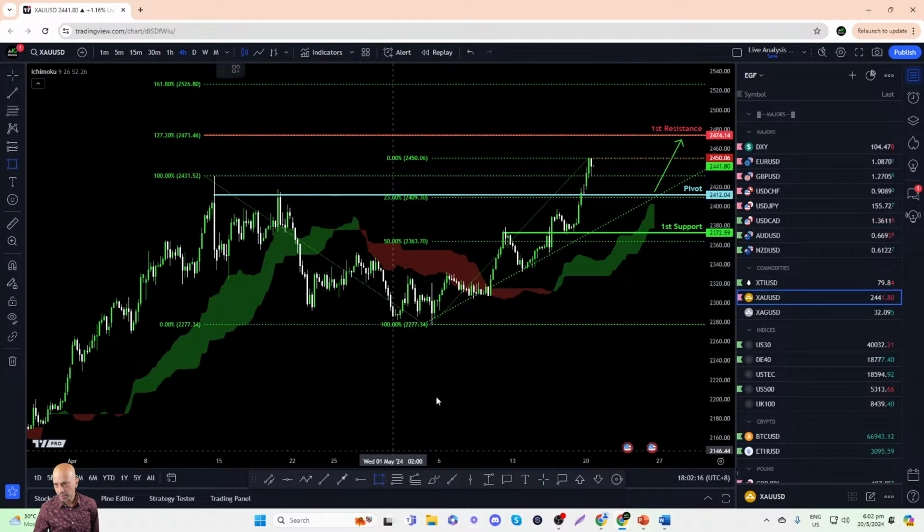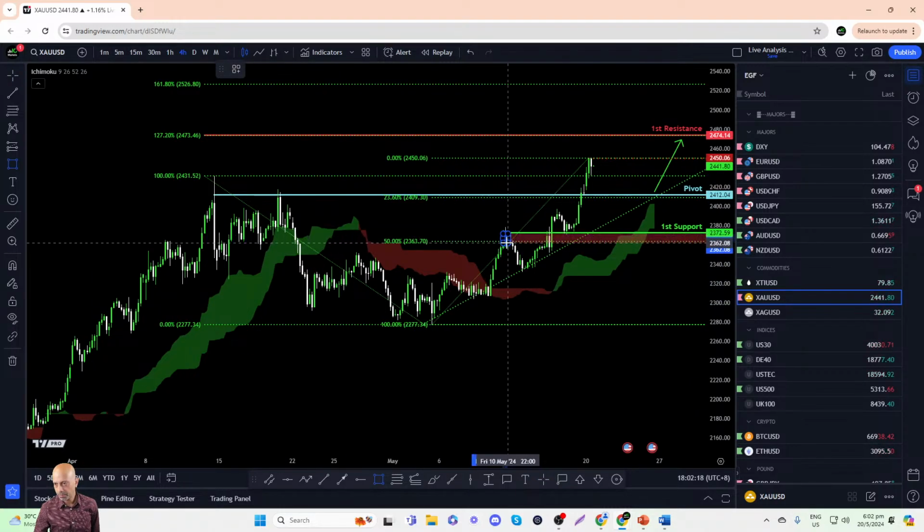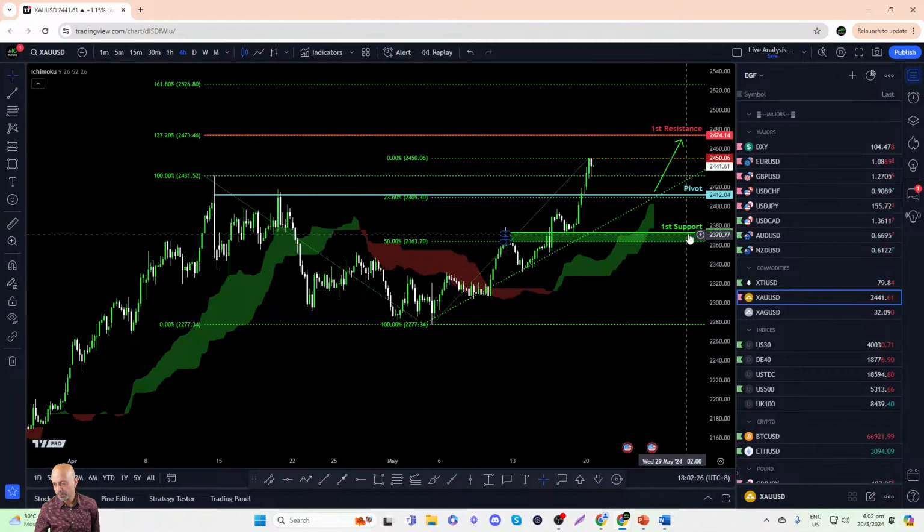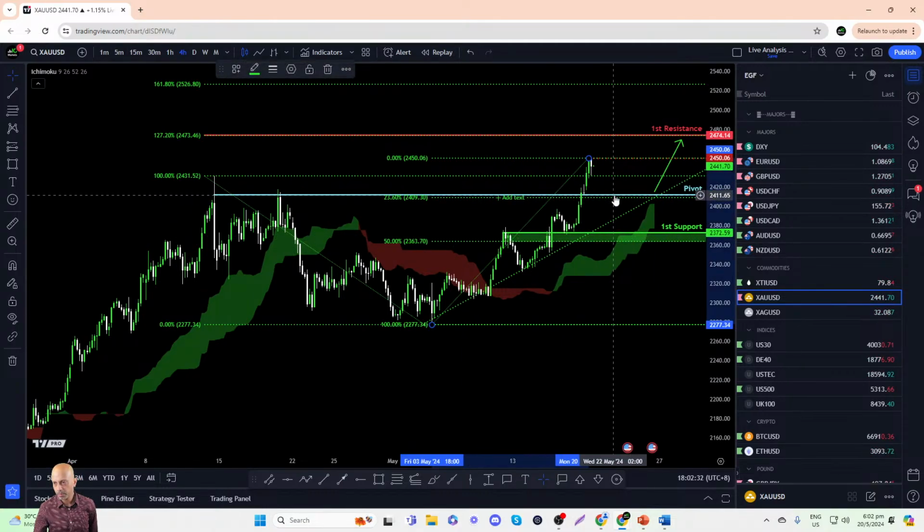And then I would highlight this as a support zone as well. Remember, we have the presence of an ascending trend line. We have this overlap support level and the 50% Fibonacci retracement, highlighting a very strong support zone. And we have this pivot, which is a pullback support, and the Fibonacci retracement at 38.6%, identifying a potential pullback opportunity as well for gold.